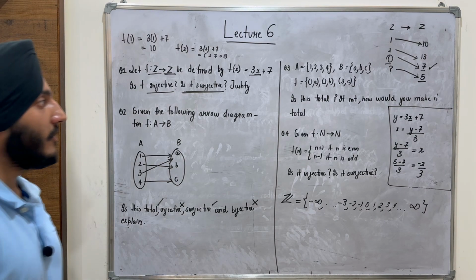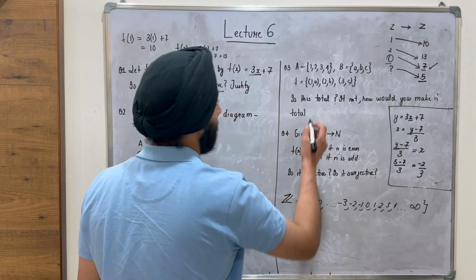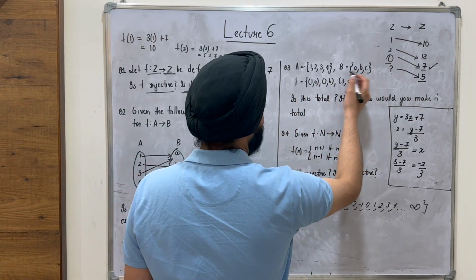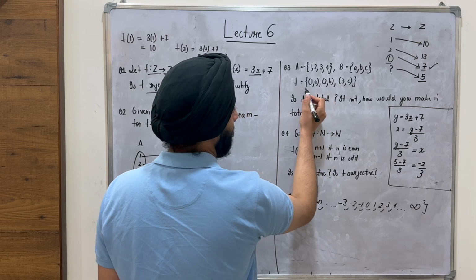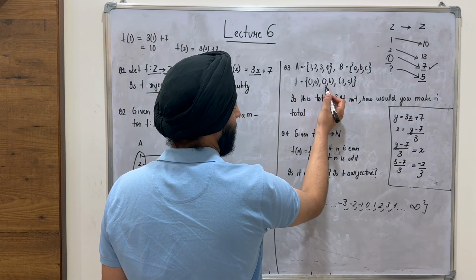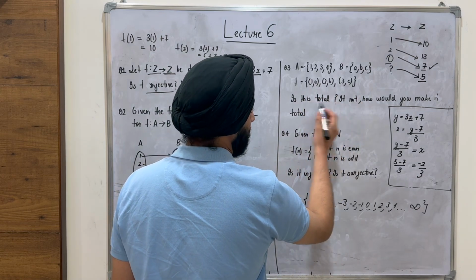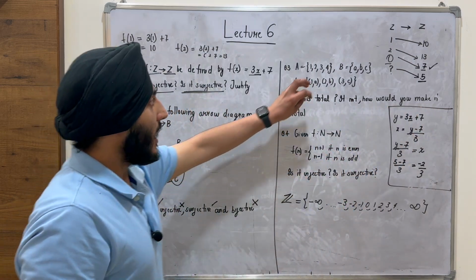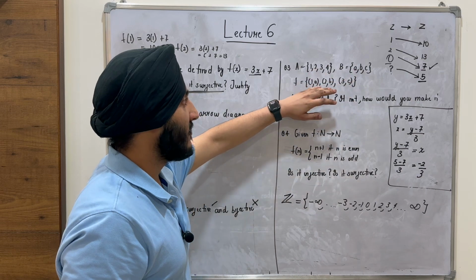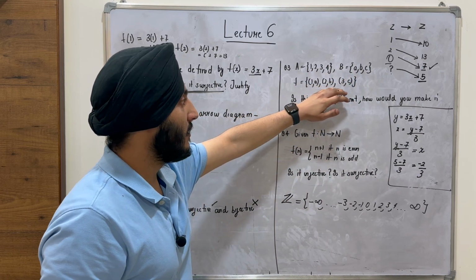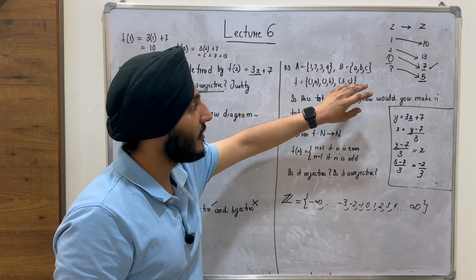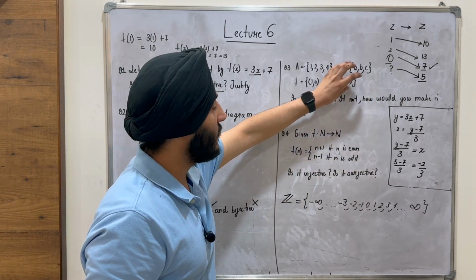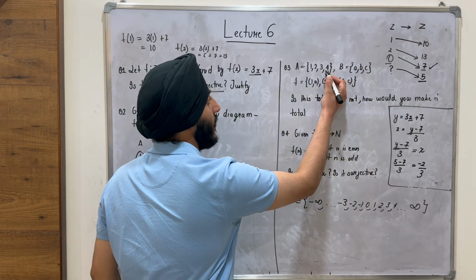Okay, moving on. Let's try to solve question number 4. Given A is {1, 2, 3, 4}, B is {A, B, C, F}, I'm given the function 1 points to A, 2 points to B, and 3 points to C. Is this total? If not, how would you make it total? So I see 1 has image A, 2 has image B, and 3 has image C. Everything is fine until this point, but I don't see an image for 4 over here.